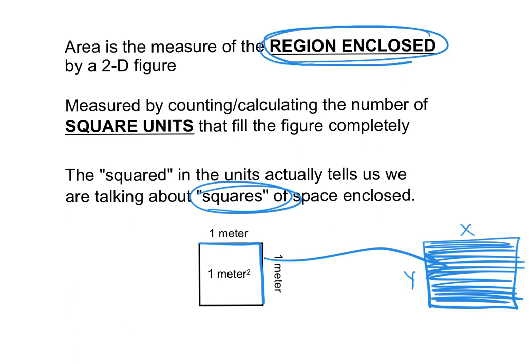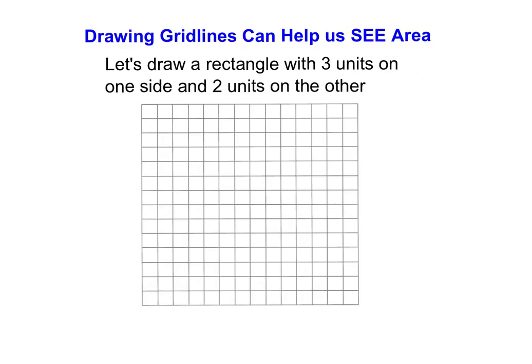But what you need to know about area is it is about the region that is enclosed by a 2D figure. Now, to help us visualize this a little bit more, let's actually draw a shape on here. So let's say we had a rectangle with 3 units on one side, so here we're going to go 1, 2, 3, and 2 units on the other, 1, 2. So here we have our rectangle. Now, we have 3 units here and 2 units here.